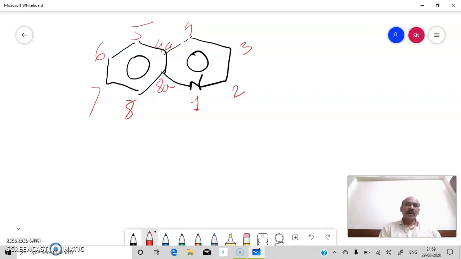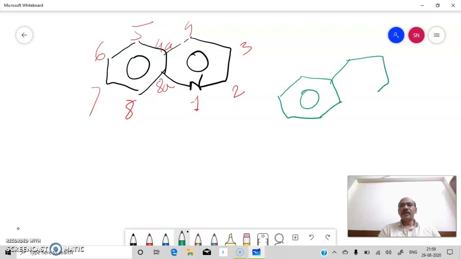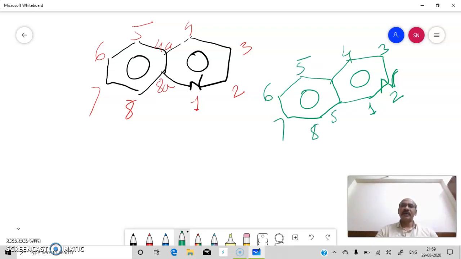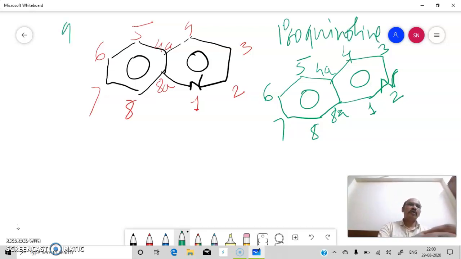So here it is about numbering. In the case of isoquinoline, the numbering will be the same. You have to number the pyridine ring first, but the position of nitrogen is not adjacent to the benzene. So the adjacent carbon will be numbered as 1, 2, 3, 4, so nitrogen is there at position 2, then 5, 6, 7, and 8. And it will be 8A and 4A. So this is the numbering for isoquinoline and quinoline.